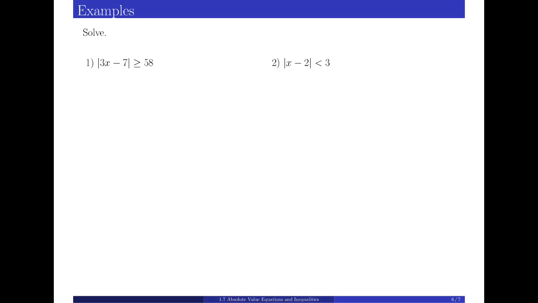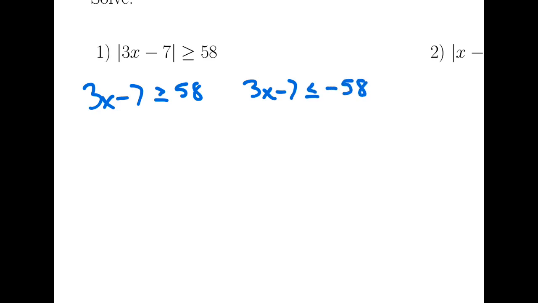So let's walk through a couple of examples together. This first one, we have the absolute value of 3x minus 7 is greater than or equal to 58. So we're saying that the distance from 0 has to be greater than 58. So 3x minus 7 is greater than or equal to 58, or 3x minus 7 has to be less than or equal to negative 58.